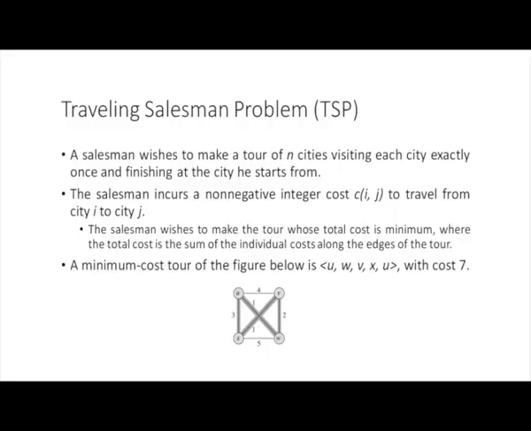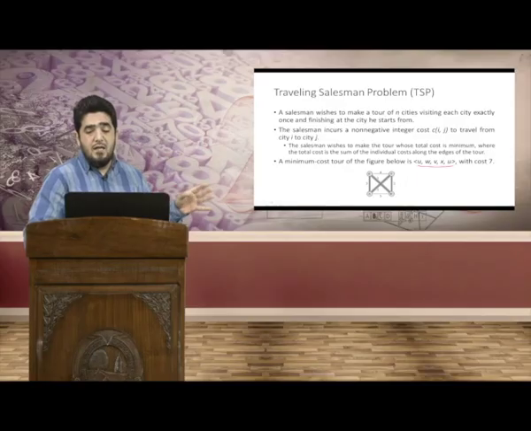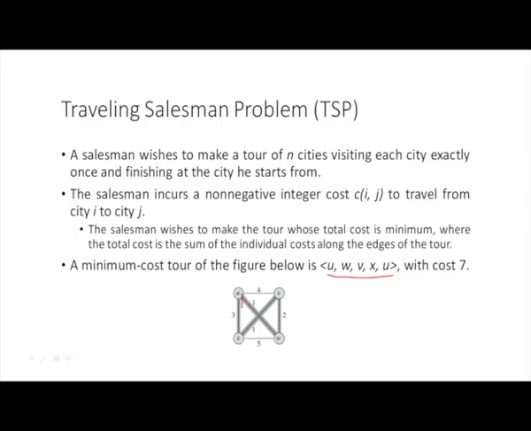As you can see on the slide, this path here represents the least cost path for this particular example, and the total cost for this tour, to be more precise, is 7. As you can see, the salesman starts from U, visits W, then he visits V, and then he visits X, and finally he ends his tour at the same vertex from where he started. So this is the simple objective of this traveling salesman problem, that we have to identify the minimum cost tour.